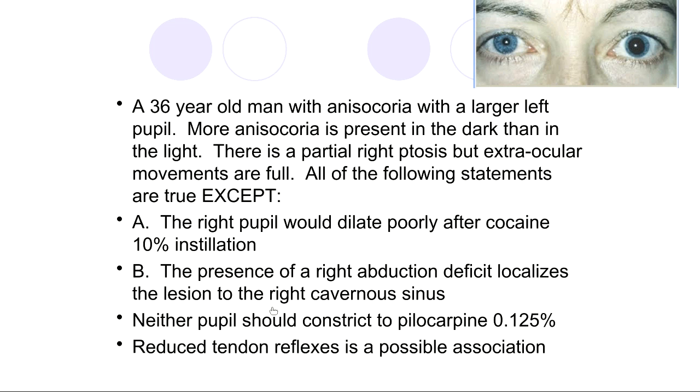So let's go to A. The right pupil would dilate poorly after cocaine instillation. Is that true or false? That's true. All right. Question B says the presence of a right abduction deficit.